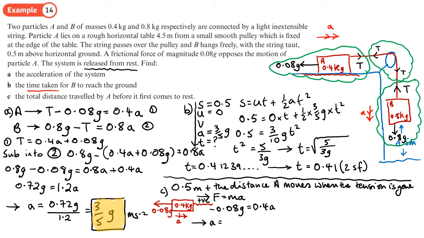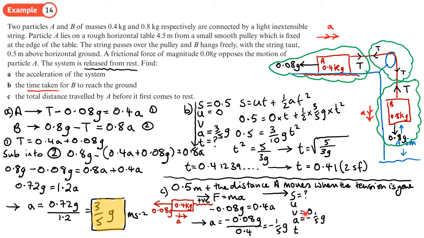So from there we can work out what the acceleration is. That's going to be negative 0.08 g divided by 0.4. Let's work that out and see what we get. And that's negative 1/5 g. Okay, so that's the deceleration of A. So now we're going to use SUVAT. Now, with SUVAT, we're actually taking to the left as positive. A is minus 1/5 g. We want to know when it comes to rest, so V is 0. And we want to find S.